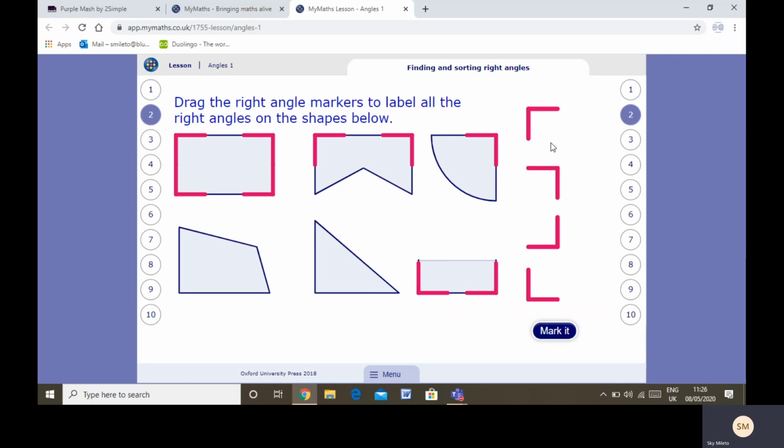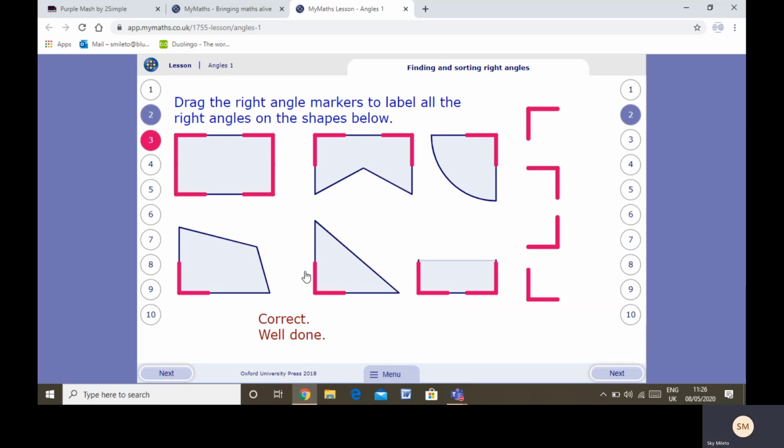This one, if I put one here, it's smaller than a right angle. We're going to come on to what that's called, so it can't be a right angle. But this one is definitely a right angle. And finally, this one only has 1 right angle, because that one's smaller than a right angle, and that one's smaller than a right angle, and this one is smaller than a right angle. There we go.